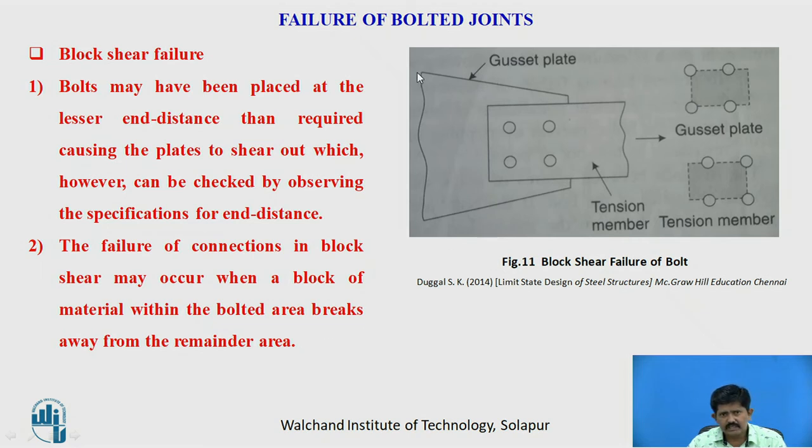So here you can see a gusset plate and a tension member is attached here. Now how the failure of the gusset plate or the tension member may occur. So the gusset plate may fail like this. So the gusset plate is here. So here this may fail like this and this gusset plate will come out. Whereas the tension member may also fail. So here if it is failing like this, this tension failure of the member may occur, or the joint may fail due to the block shear failure.